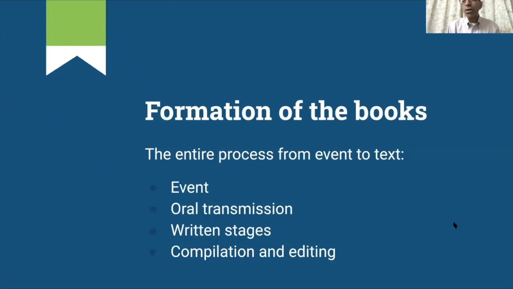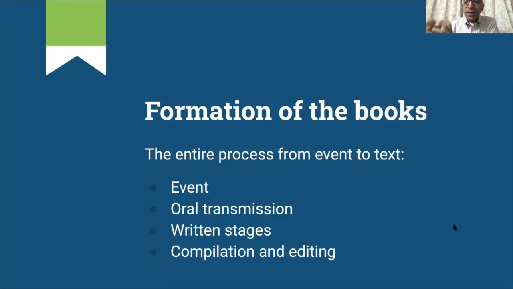Okay, next we'll talk about the formation of the books of the Bible. We'll look at the entire process from event to text. What is the event? The event, obviously, is what happened, the situation that took place. It could be a conversation between people. It could be someone traveling. It could be someone worshiping. It could be two people fighting or arguing. It could be an army fighting. Any of these things could be the event, what really happened during that time.